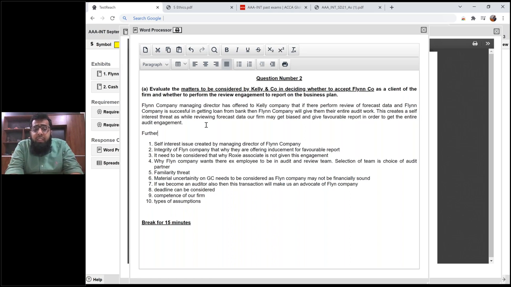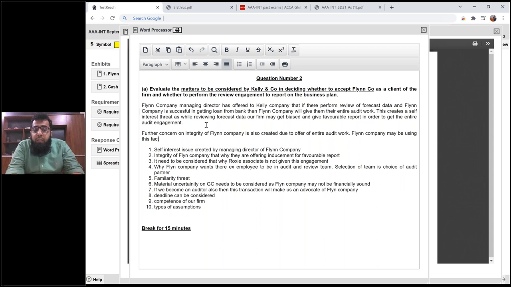Further, a concern on the integrity of Flynn Company is also created due to the offer of the entire audit work. Flynn Company may be using this factor as an inducement for Kelly Company to give a favorable report on their forecast, so that Flynn Company is successful in getting the loan.